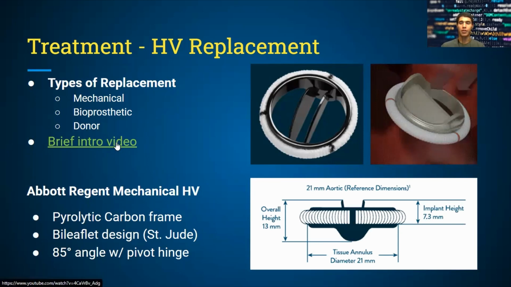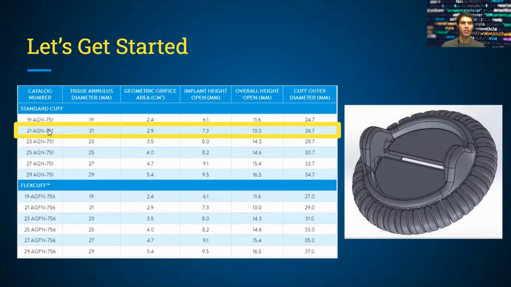So this is a nice brief intro video that you can watch on your own time. In particular, one mechanical heart valve that's used popularly is the Abbott Regent mechanical heart valve. There are many designs that follow this bi-leaflet design, which is a St. Jude design. There are other mechanical heart valves prior to this, such as the ball and cage design or a single leaflet design. The bi-leaflet design, as shown in the image at the top right, allows passage of blood by the folding of 2 leaflets at the top. These leaflets fold, the blood passes, and then it closes to prevent regurgitation. So let's get started. This is information on specs that's available publicly online.